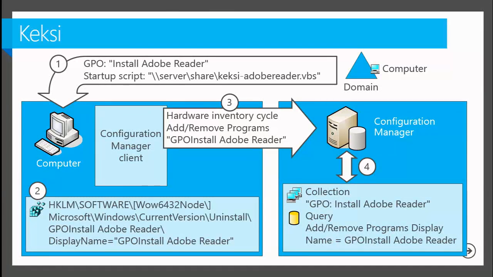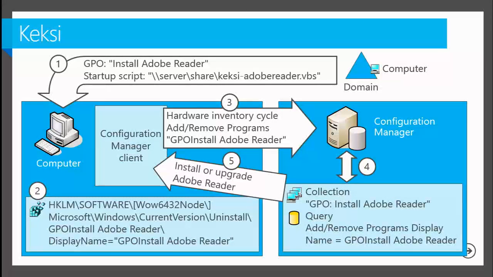And config manager does its magic, and eventually the computer will end up in the collection, which is defined to get all those computers which have this program, which is not a real program, installed. And we will do the installation into that collection, and we will have the installation or upgrade, in this example, Adobe Reader installed to the computer. But this takes time, and this is not an optional solution. But with 2012 Config Manager, there are better ways to tie the group policy object and the installation of the program together.